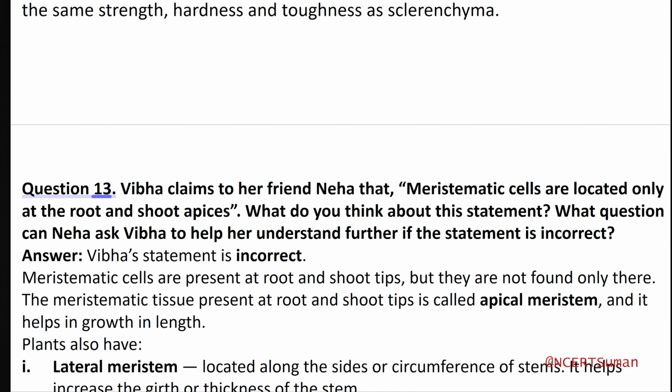Question 13. Vibha claims to her friend Neha that meristematic cells are located only at the root and shoot apices. What do you think about this statement?